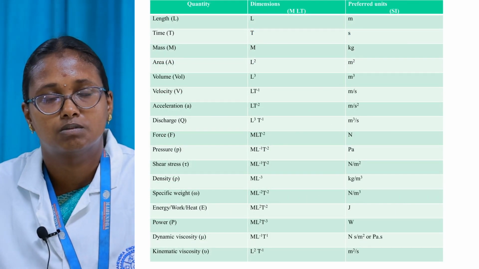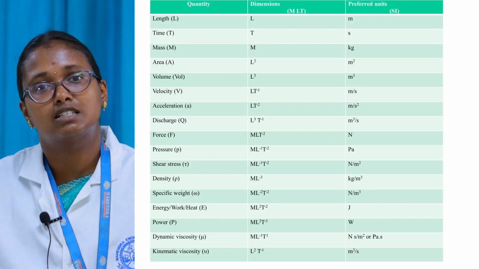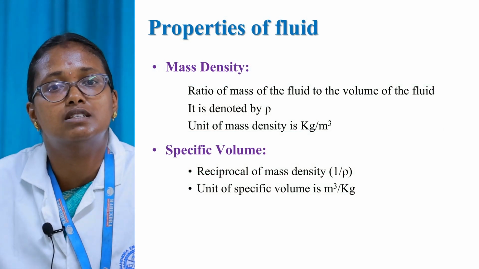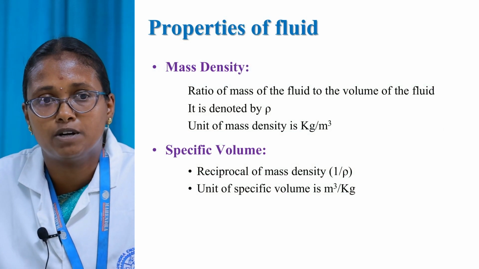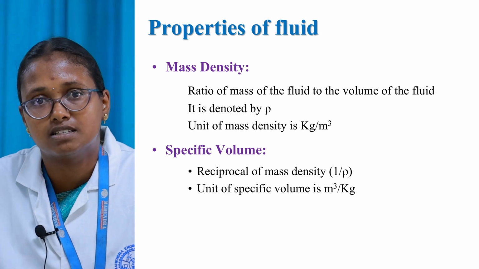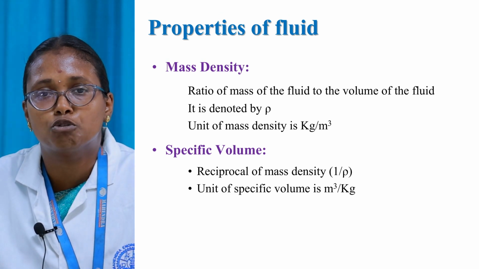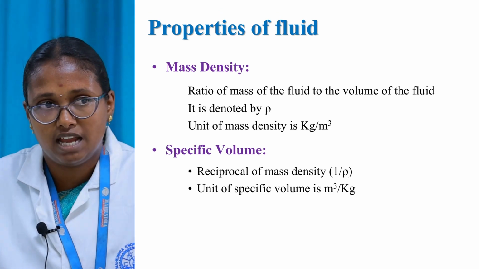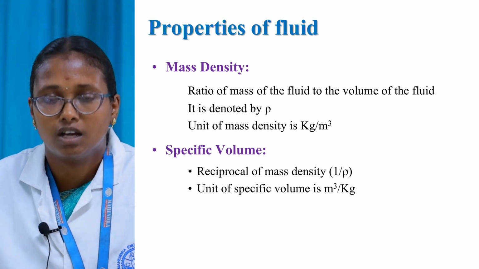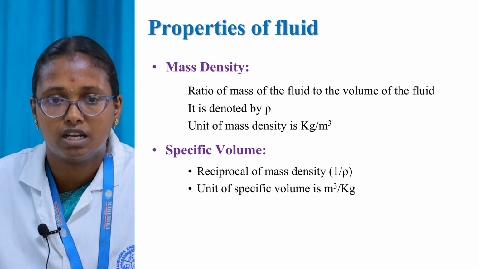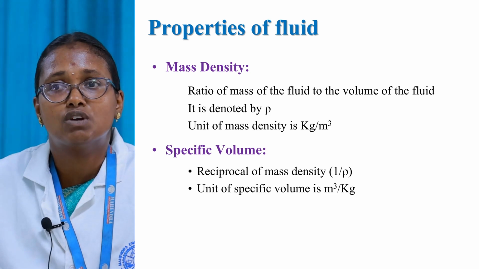So next, this is the main topic, properties of the fluid. The basic properties of a fluid are: first one is mass density, second one is specific volume, third one is weight density, and fourth one is specific gravity. So based upon these four properties we indicate the properties of the fluid. First one is mass density.